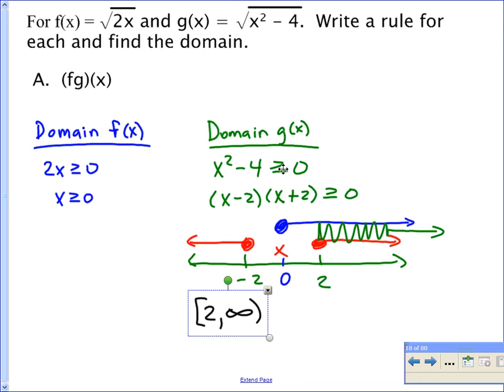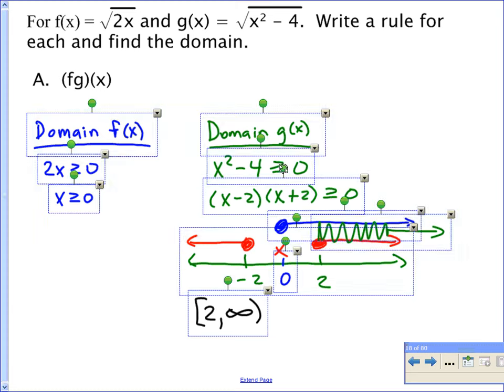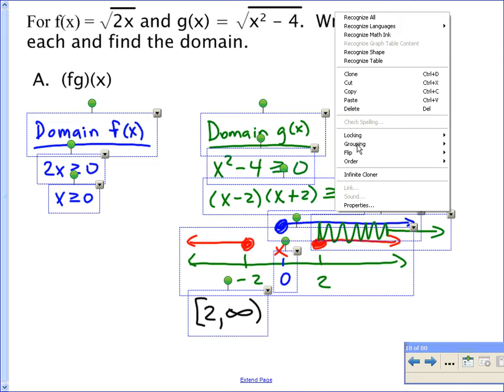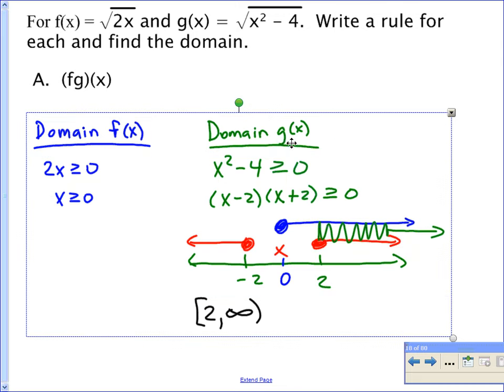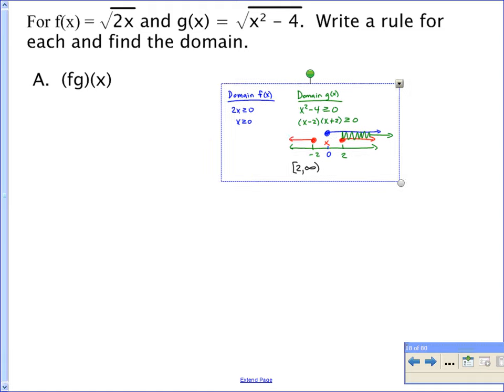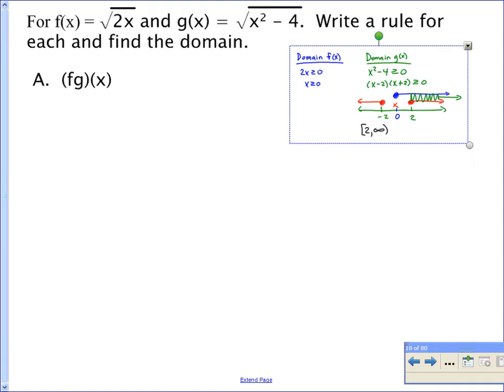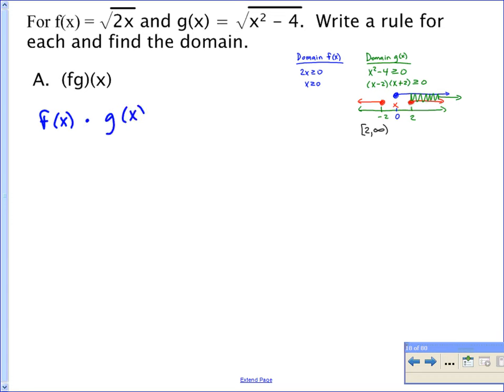And once I have that, now we're going to find f times g of x. Okay, so that was the original problem here. Move some of this out of my way. Okay, so my f times g of x is going to be f of x times my g of x. And in this case, we have root 2x times the square root of x squared minus 4.